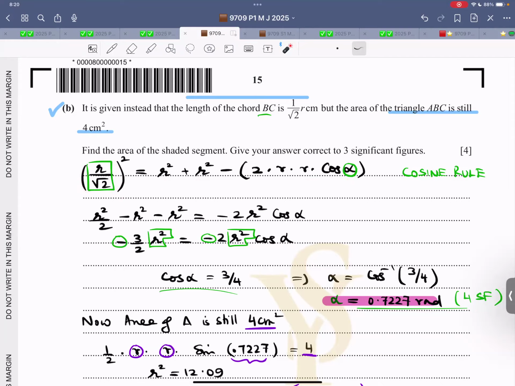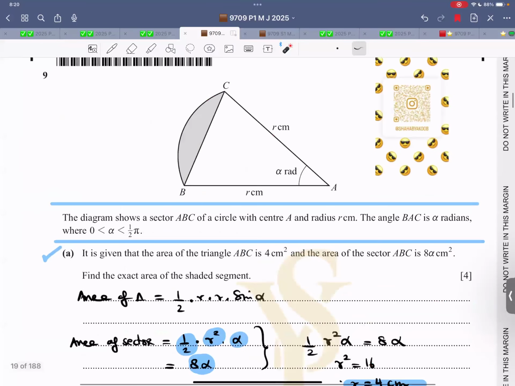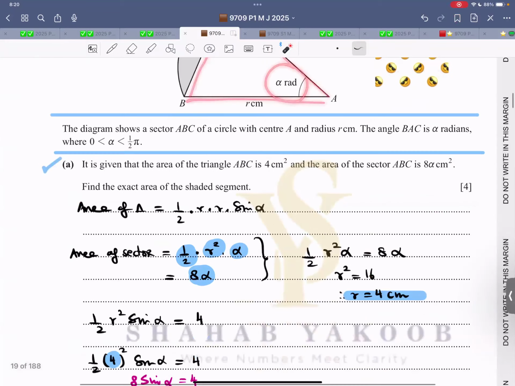And I find alpha. Cos alpha is 3/4, cos inverse, work in 4 significant figures. So first things first, you have this, this, and this, find this using cosine.